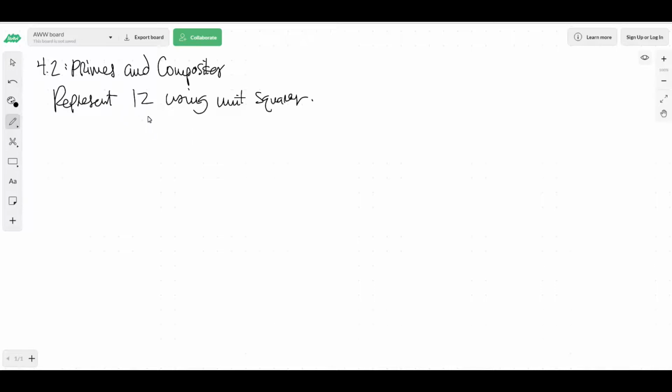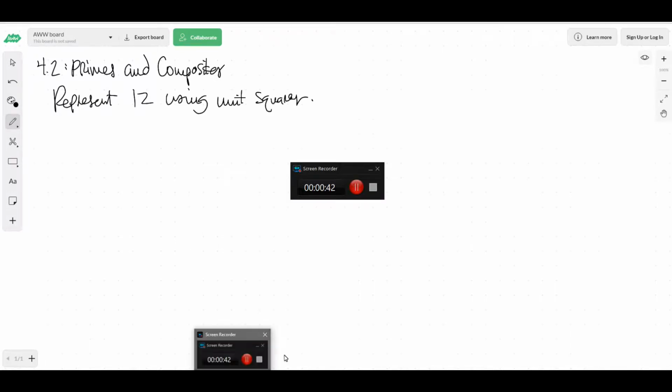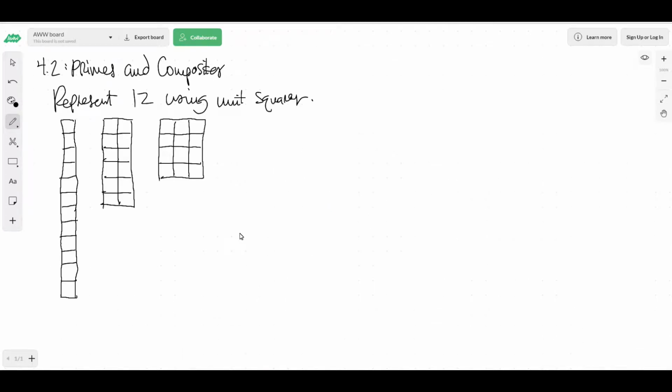I want you to represent 12 using unit squares. You don't have to actually pull out some physical squares. I want you to just try drawing a little sketch of how you would represent it and consider what you could do. So I'm going to pause the video and draw mine out, and let's see if mine match what you have. All right, looking at my 3 different representations, which you only needed one, hopefully you had something that looks somewhat like one of these.